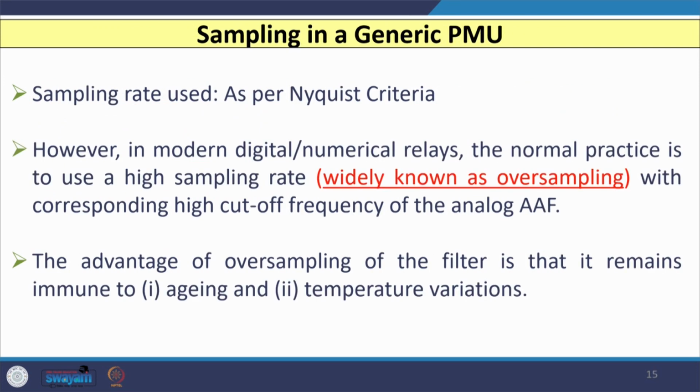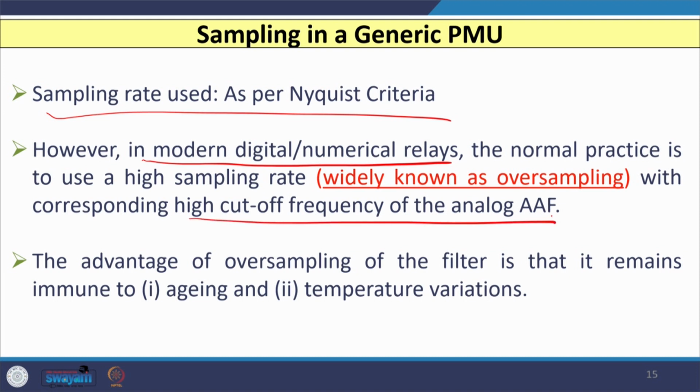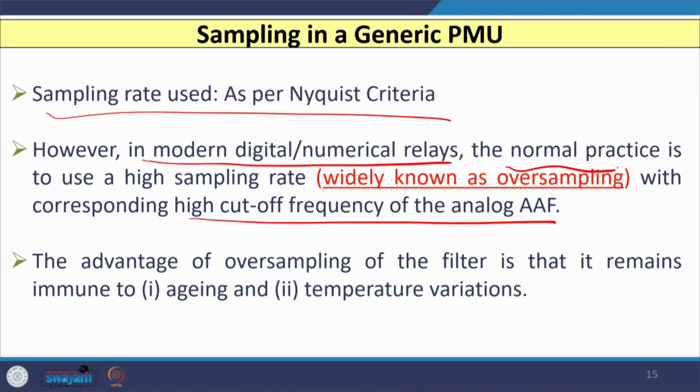Then the important part comes, that is the sampling that is to be carried out in a generic PMU. Normally, as we have discussed the Nyquist criteria, the sampling rate used in a PMU is based on the Nyquist criteria. However, in most of the modern digital or numerical relays, most of the manufacturers use a very high sampling rate, along with a high frequency cutoff with analog anti-aliasing filters. When digital or numerical relays use a very high sampling rate to acquire the current or voltage signals, this concept is known as oversampling.